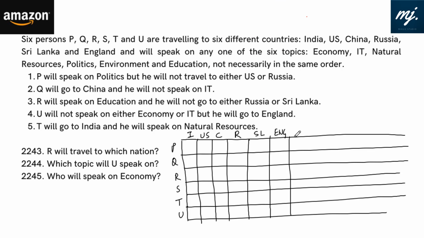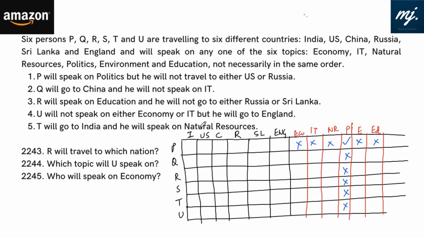Okay, let me change the color a bit. We have economics, IT, natural resources, politics, environment, and education. Okay. So now, P will speak on politics. Okay, P is on politics. That means no one else is speaking on politics.